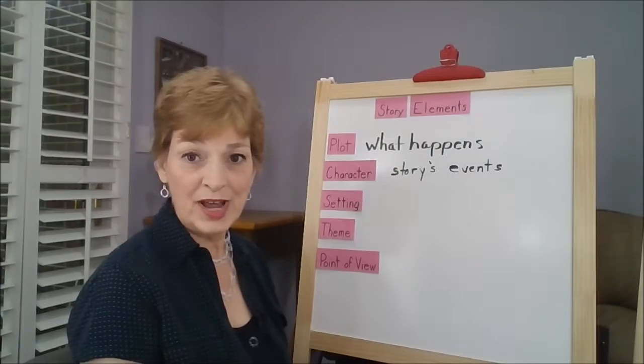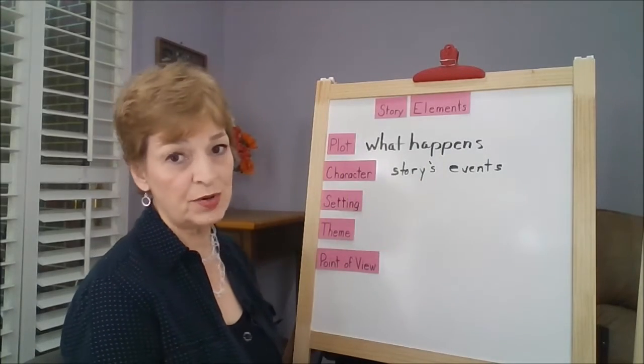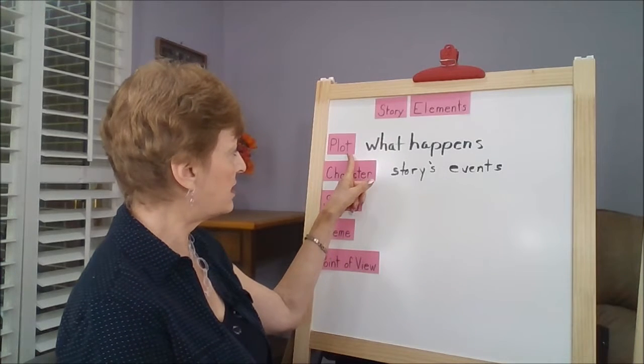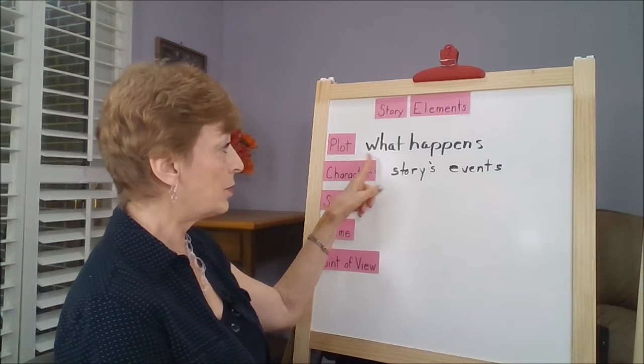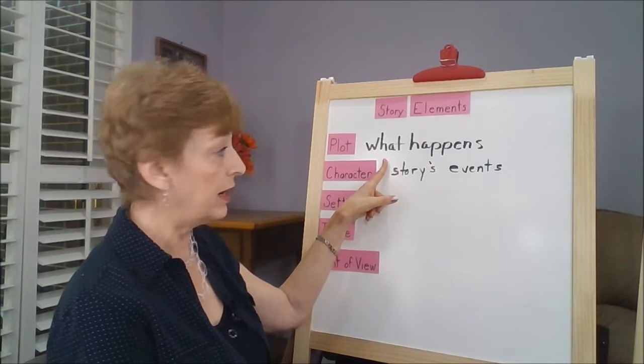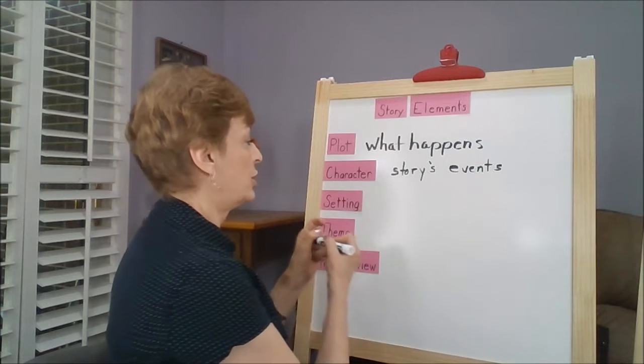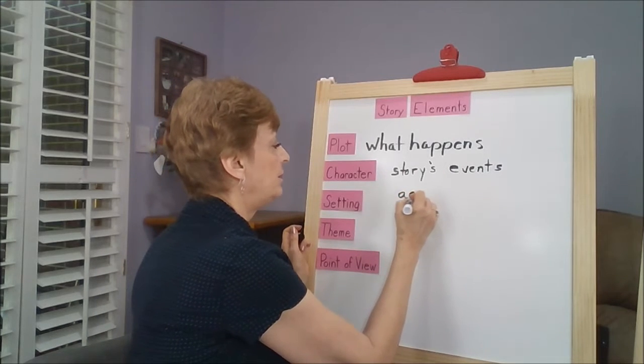I'd like to take a little more time and explain each of the story elements to you in more detail. Let's first of all consider plot. Plot is really what happens in the story. It's the sequence of events. It's the action of the story.